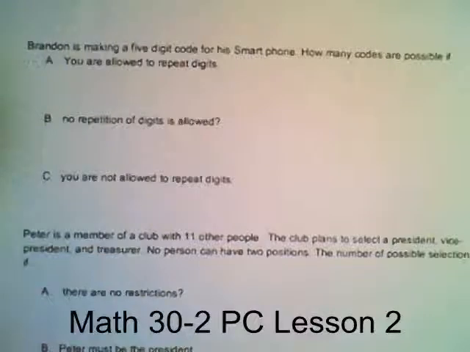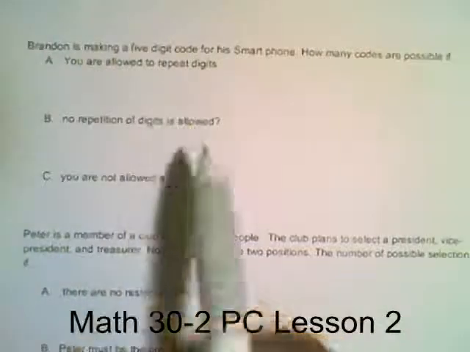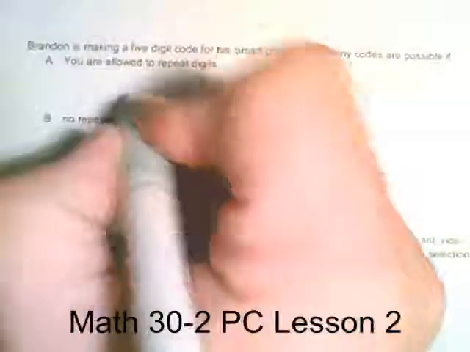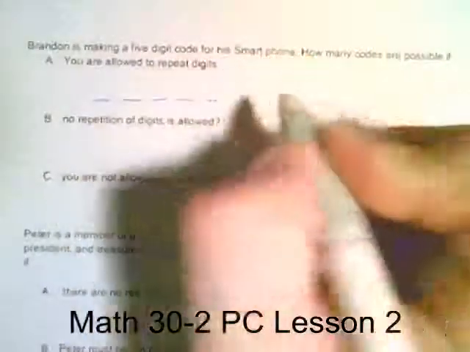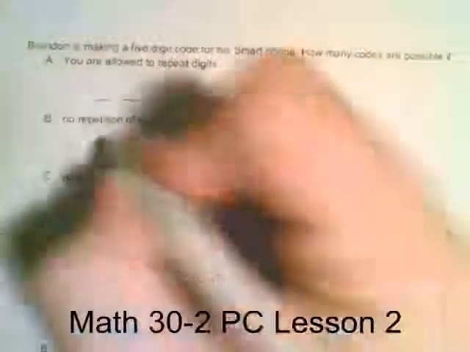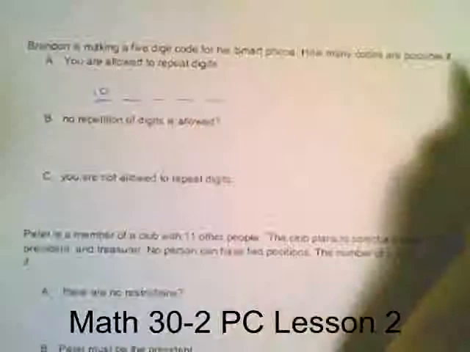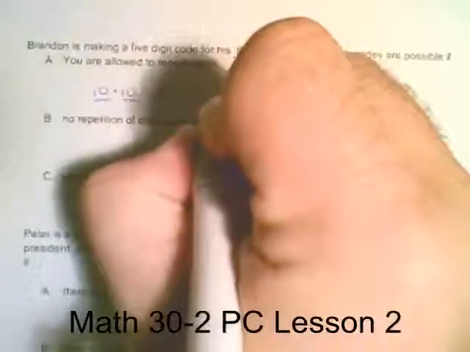Okay, if I look at the next ones here. Brandon is making a 5-digit code for his smartphone. How many codes are possible if you are allowed to repeat digits? Now, keeping in mind, the fundamental counting principle allows you to repeat digits. Permutations does not. So if I'm allowed to repeat digits, this can't be permutations. I've got 5 blanks, and once again I'm back to the fundamental counting principle.